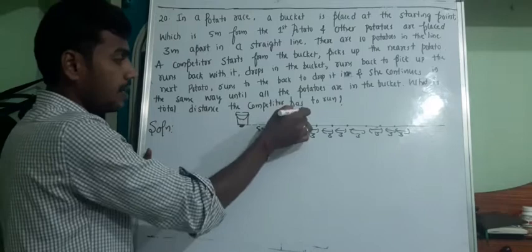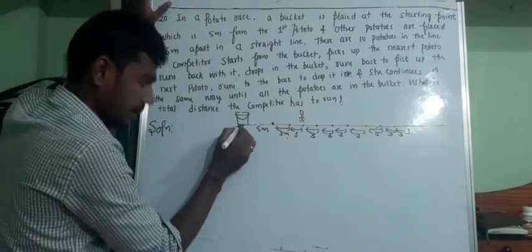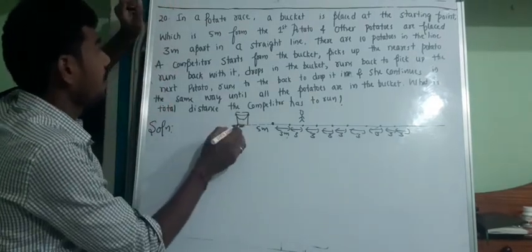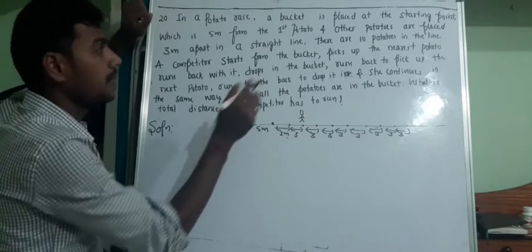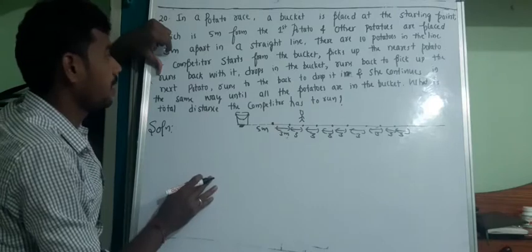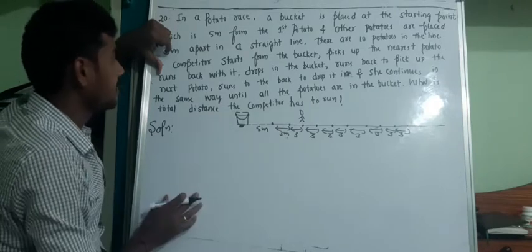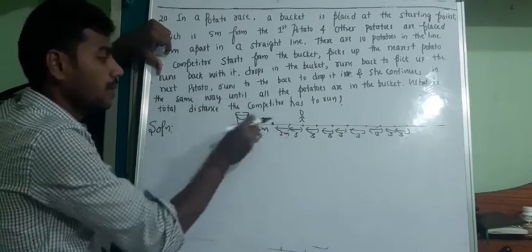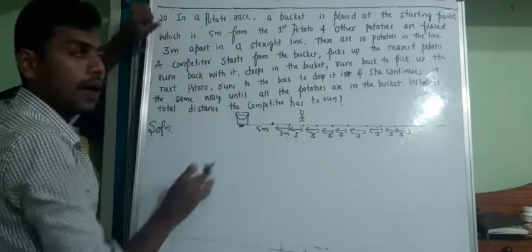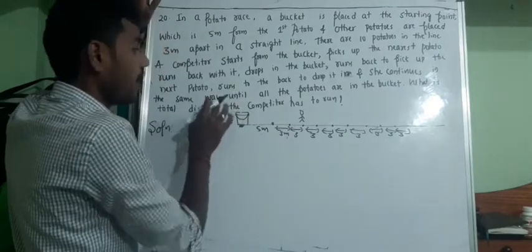A competitor starts from the bucket. So the bucket is kept at the starting point. The competitor starts from the bucket, picks up the nearest potato. He is going to pick up this first potato, which is at 5 meters distance, runs back with it, and drops it in the bucket. Runs back to pick up the next potato.